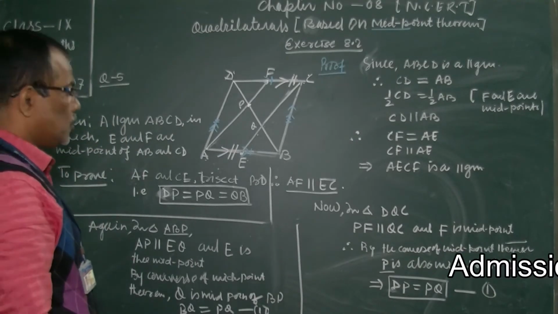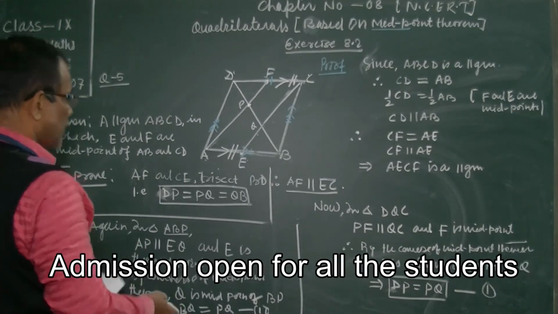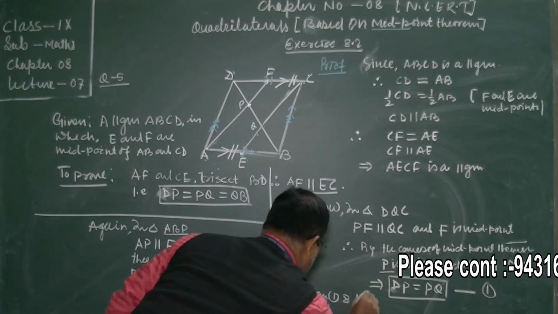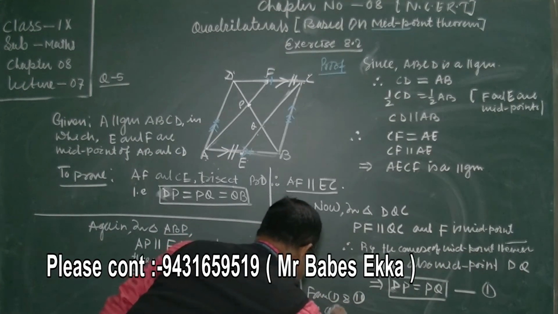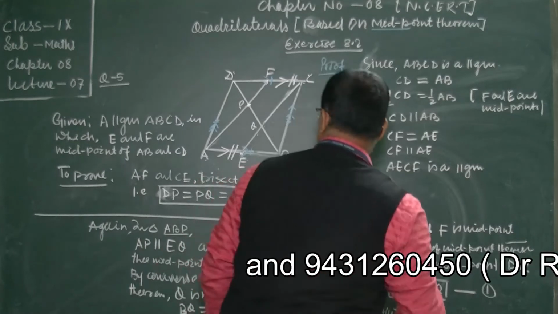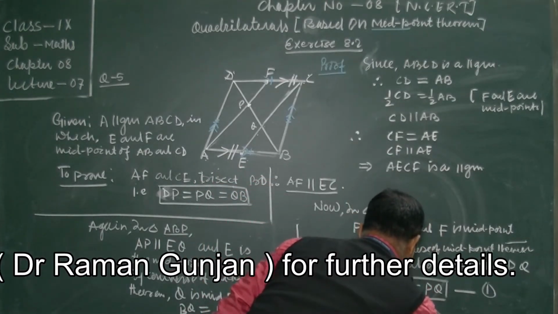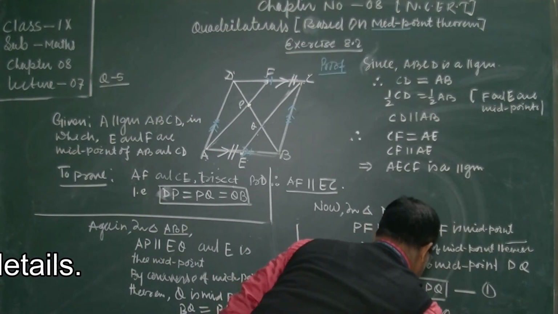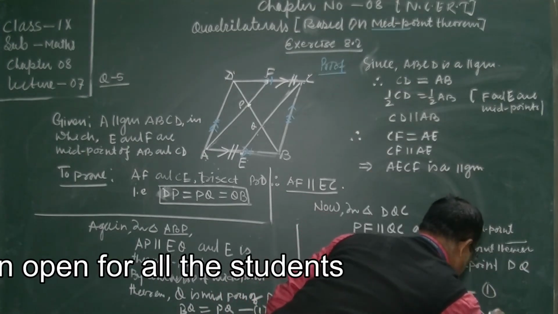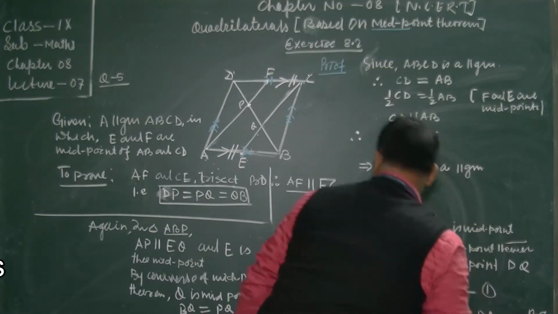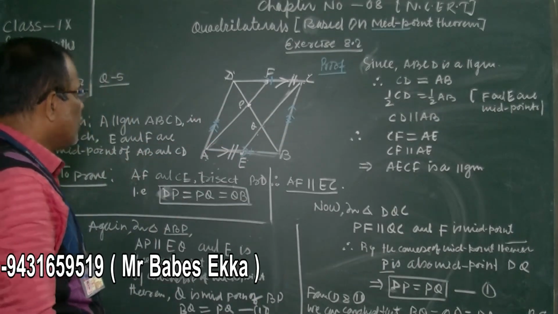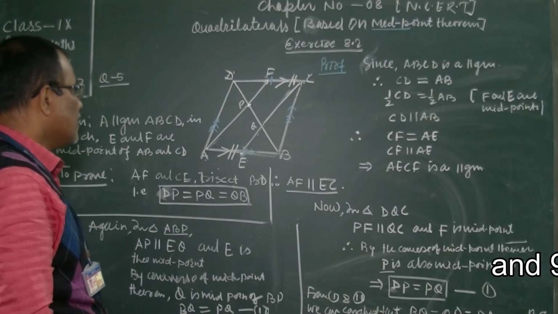From 1 and 2, we can conclude that BQ equal to QP equal to PD. Proved. Means that is required. Means trisect. If all the three parts are equal, then we can say that it is a trisect. Means AF and CE trisect BD.